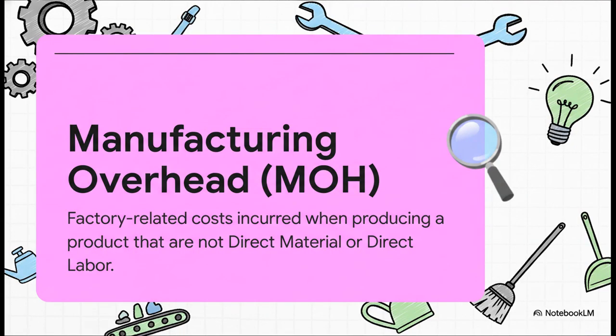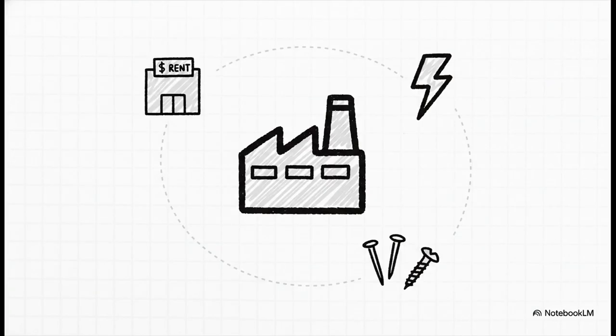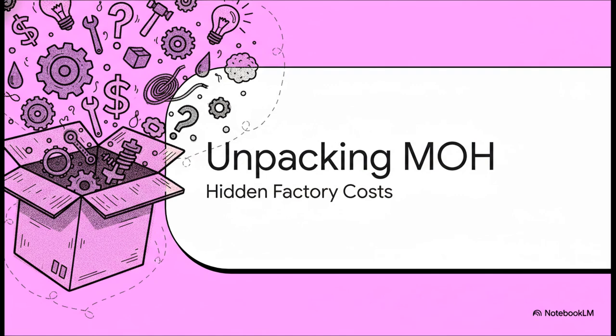And now for our third piece of the puzzle, manufacturing overhead. Just think of this as the everything else category, but, and this is a huge but, it has to be a cost related to the factory. So for our table business, what does that look like? Well, we need a building, right? So, factory rent. We need electricity to run the saws, that's utilities. Even the little things, like the nails holding the legs on, they're all necessary, but they aren't direct material or direct labor. They're overhead.